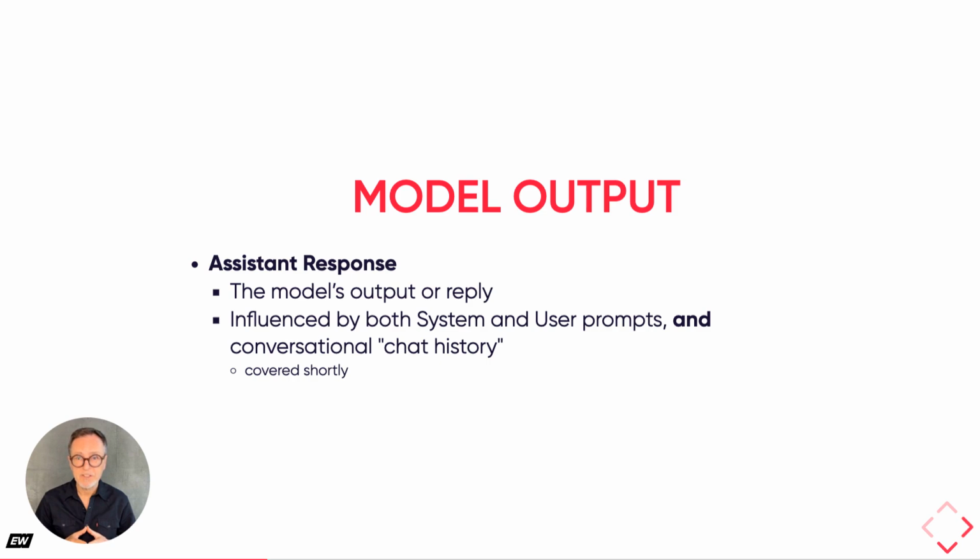Once the LLM processes the user prompt, taking into account the system prompt and the ongoing conversation history, it generates an output. We refer to this output as the assistant response. This is, quite simply, the model's reply to the user. The content and style of this assistant response are influenced by a combination of factors: the overarching system prompt, the specific user prompt for that turn, and importantly, the conversational chat history, which is essentially the preceding dialogue. We will discuss how chat history functions in more detail shortly.